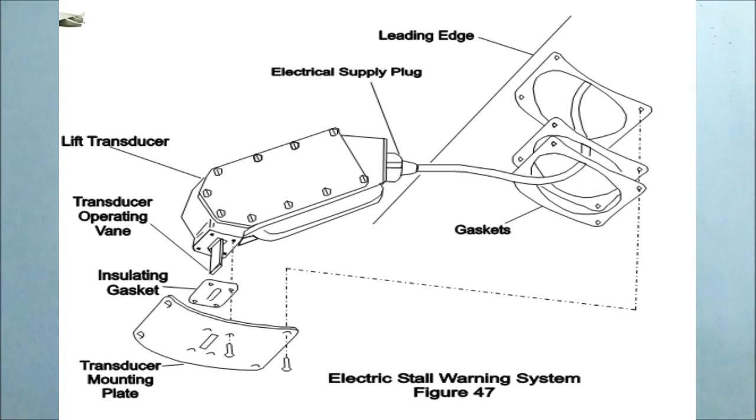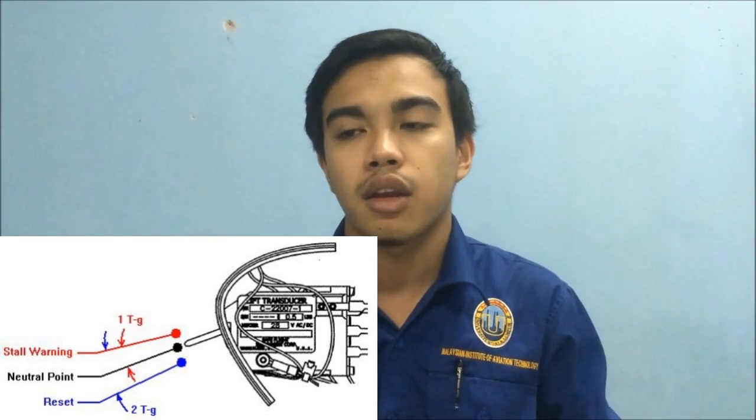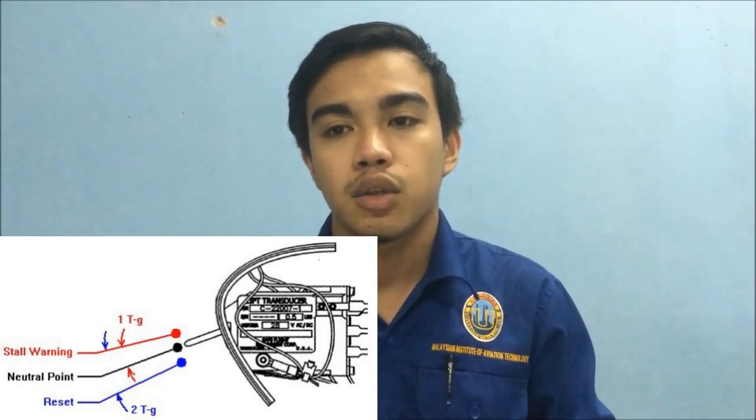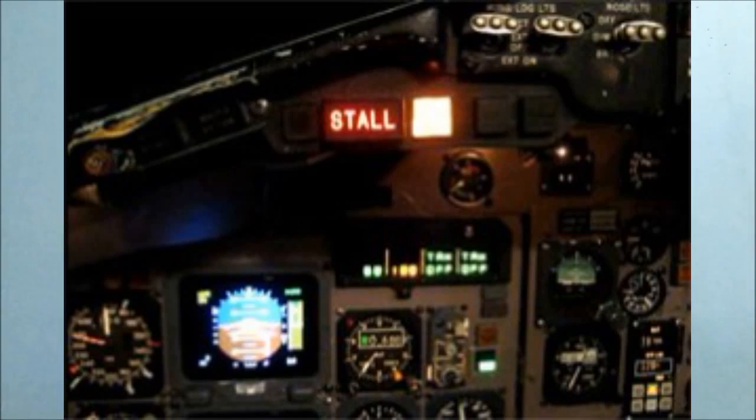The operating vane effectively moves up and away from the stagnation point until at one point it will overcome a spring pressure to deflect the vane and close the micro switch contact. This completes a circuit to illuminate a warning light and sound a warning horn. This should occur just prior to reaching the stall.